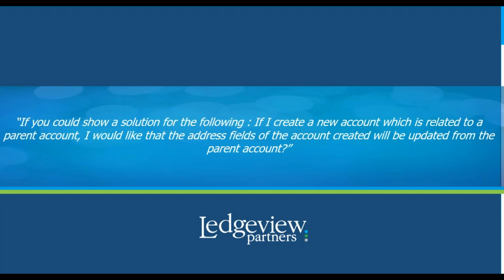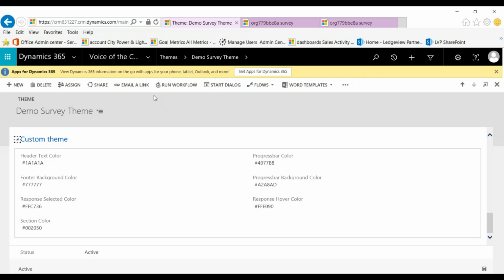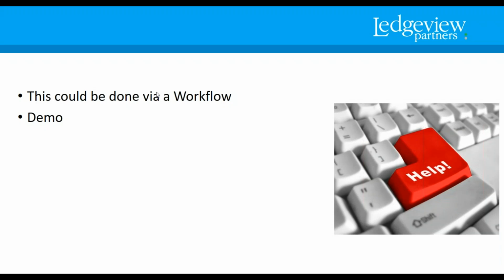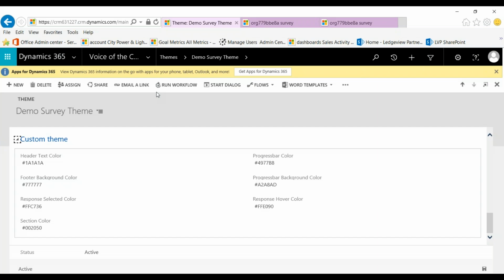So basically, if the account that you create has the parent account set, there are two different ways that this can be done. This can be done via data mapping, and it can also be done via workflow. Basically this can be done via workflow, but the more I read that one, this could also be done via data mapping.